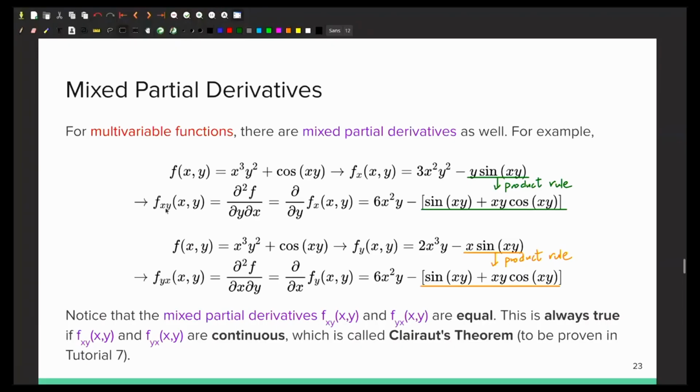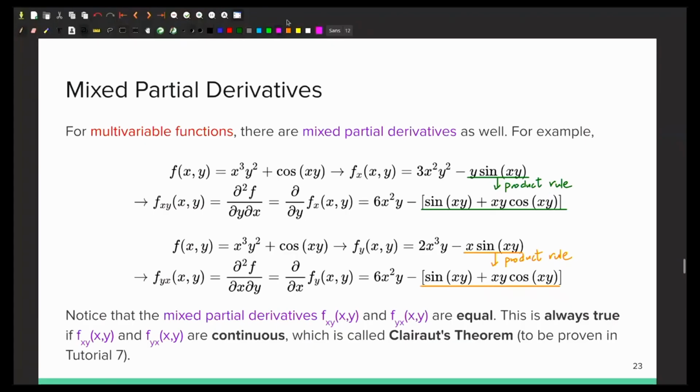In this case, we denote this f sub xy as del squared f over del y del x, because you are doing del f del x first. Then after that you do del y. So therefore you have y first followed by x, following the correct order in that sense. Then this f sub x, you differentiate with respect to y. You have f sub y equal to this expression. Then you can also differentiate with respect to x now. So this is the other mixed partial, f sub yx. Then if you differentiate this, you're going to get this.